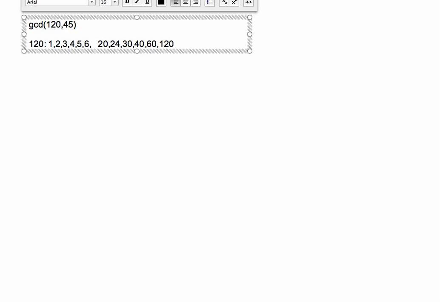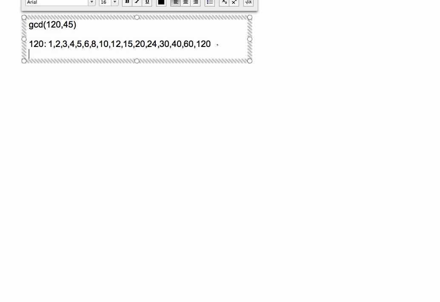7 does not go in, finally. 8, does 8 go in? Let's see here. Yes, we have 8, and 8 goes in 15 times. All right, does 9 go in? No. And does 10 go in? Yes, 10 goes in 12 times. And does 11 go in? Nope, and we are done. All right, so there we have the divisors of 120. Let's try 45, a little easier.